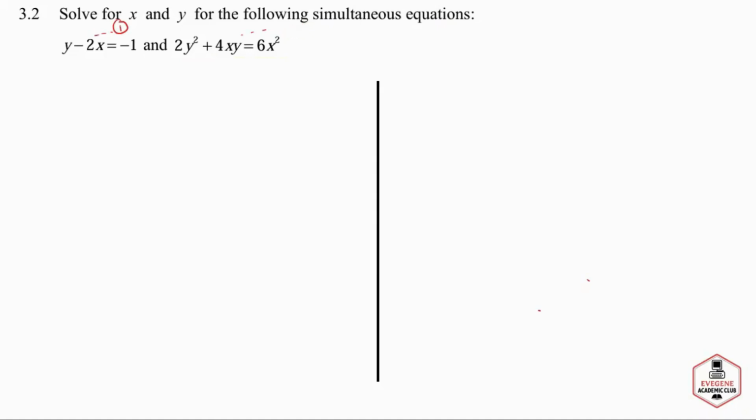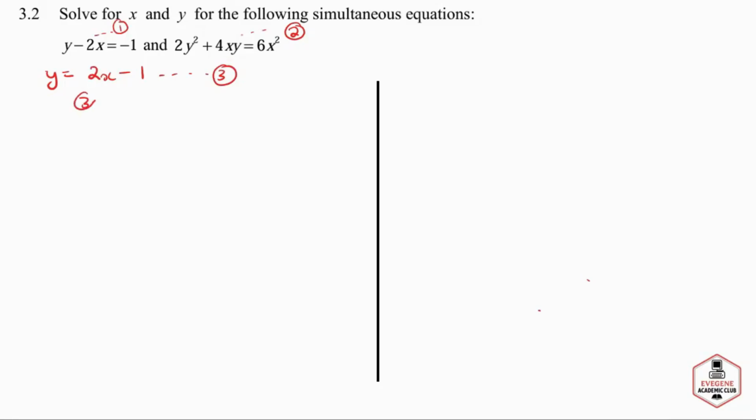Now, this will be the second equation. And then look at the simplest. The simplest one is the first one, right? So you make x or y the subject. It is easier to make y the subject here. So I'm going to have y equals 2x minus 1. This will be the third equation.